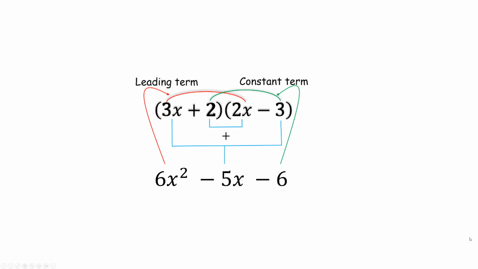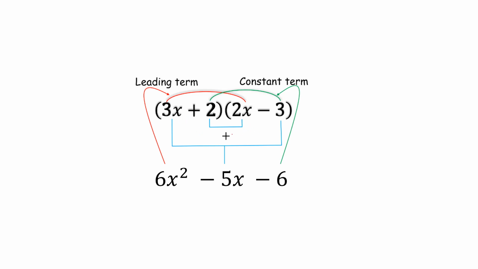Okay, so we were talking about factoring quadratic trinomials. 6x squared minus 5x minus 6 is a quadratic trinomial. It has three terms. That's why it's a trinomial, and it's quadratic because it has a square on the x. All right, so when we factor a trinomial like this, we factor it into two binomials.